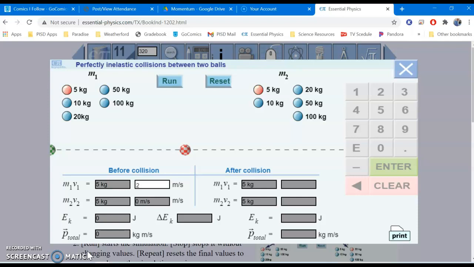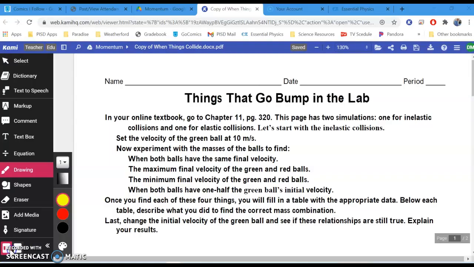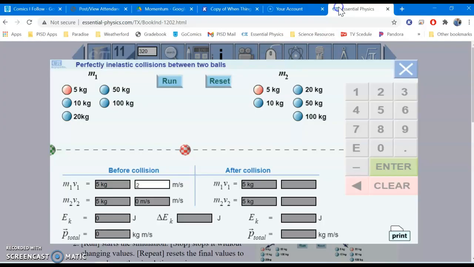Now let me get where I can look at the page, and we will go over how to do this assignment. All right, now here's the worksheet. It says things that go bump in the lab. In your online textbook, we did that. We're doing the one for inelastic collision. And the first thing it says is set the velocity of the green ball at 10 meters per second.